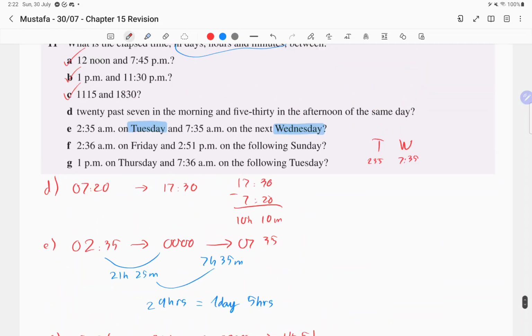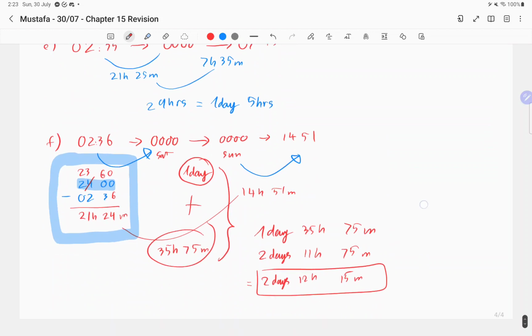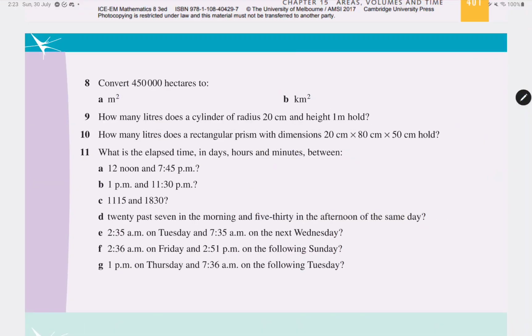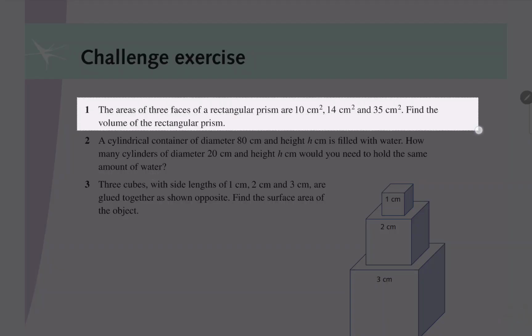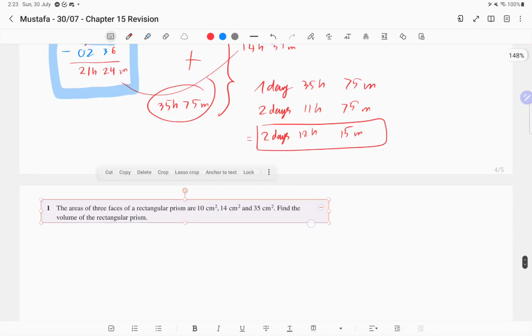So go back and see if you can work out question G here. Same idea. Not too hard. Now let's move on to challenge questions. Hopefully we can cover all of these. Okay, let's start the challenge questions.